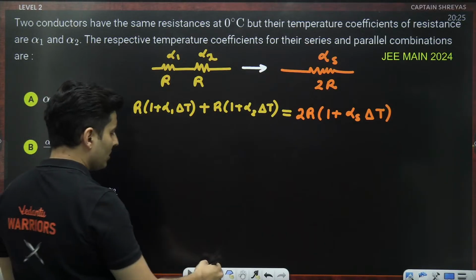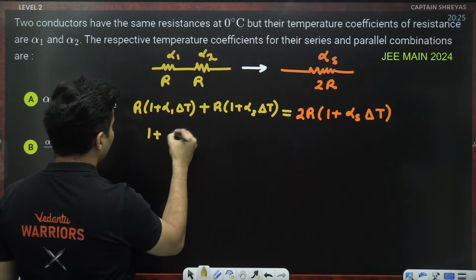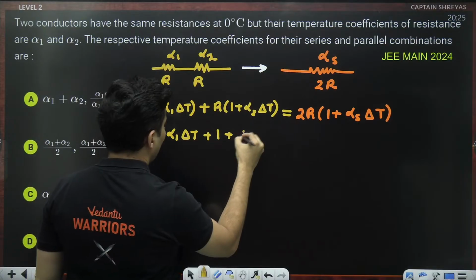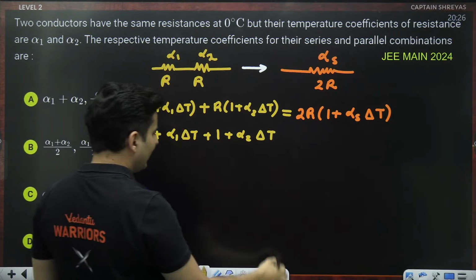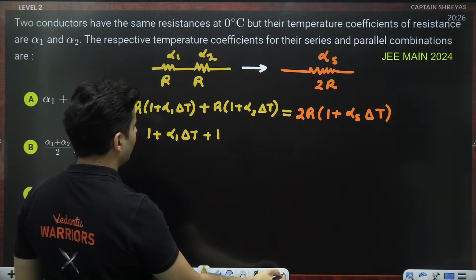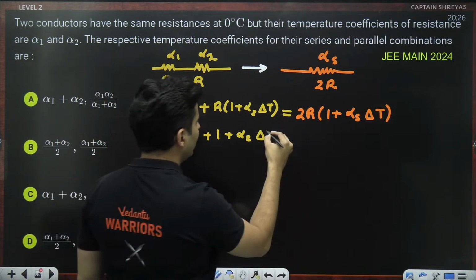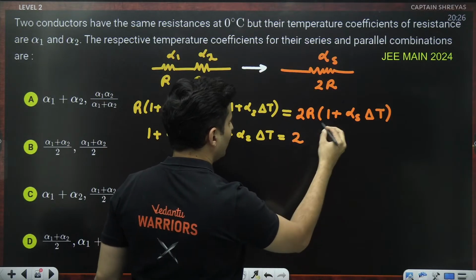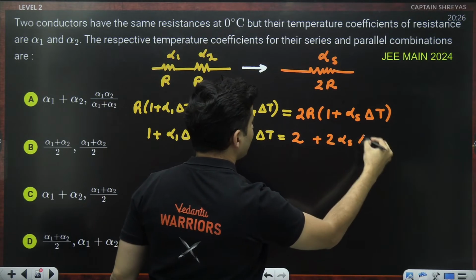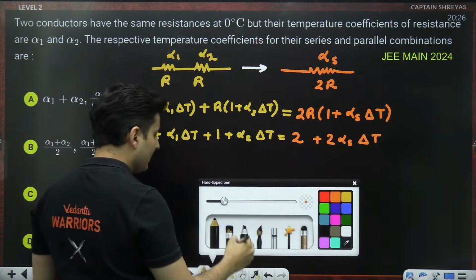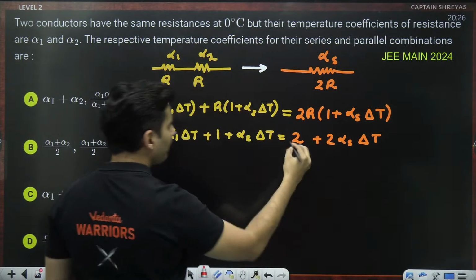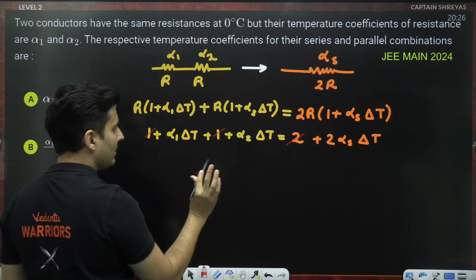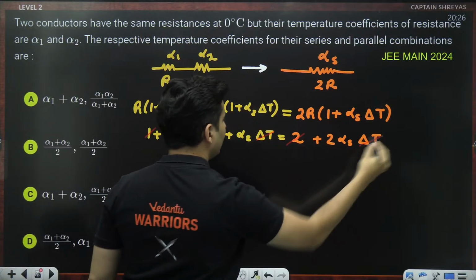R will cancel, of course, you can see that very clearly. So, 1 plus alpha 1 delta T plus 1 plus alpha 2 delta T. In fact, delta T also cancels. No, not yet. Alpha 2 delta T is equal to, here I have basically the number 2 plus 2 alpha S delta T. I think now I can start cancelling a few things here and there. This 2 will cancel with this 1 and this 1. 1 plus 1 is 2. RHS, LHS has that. Delta T will cancel.